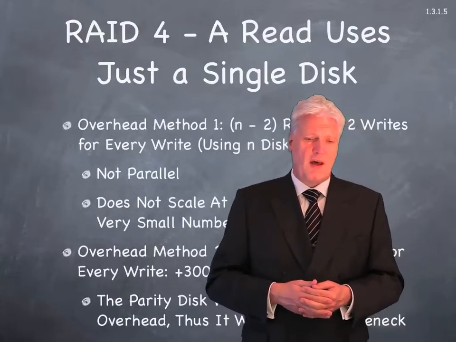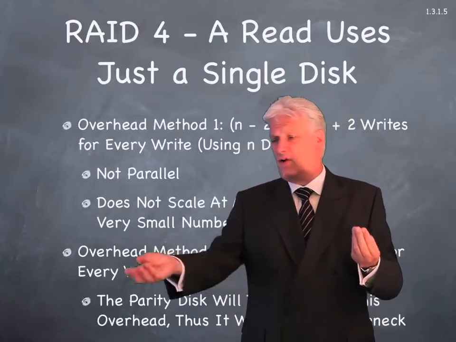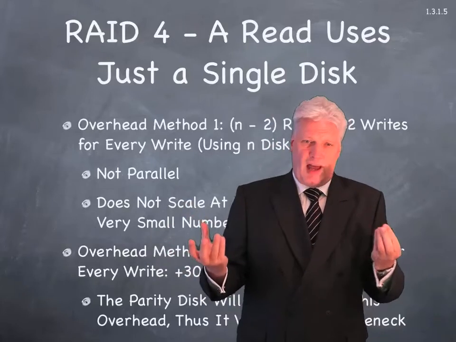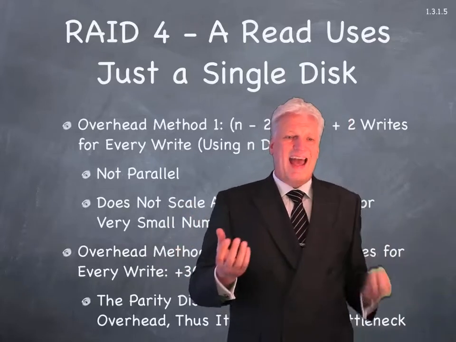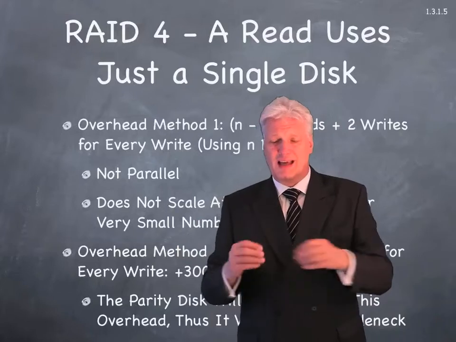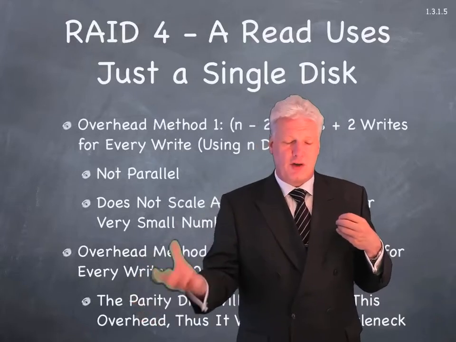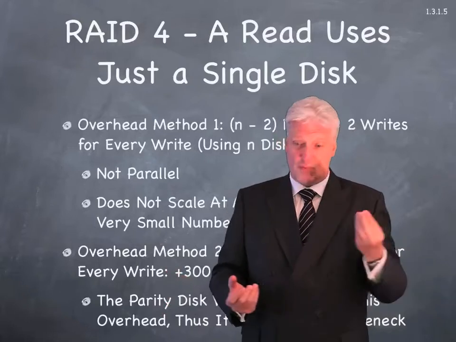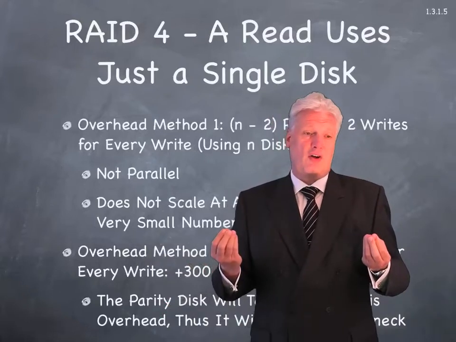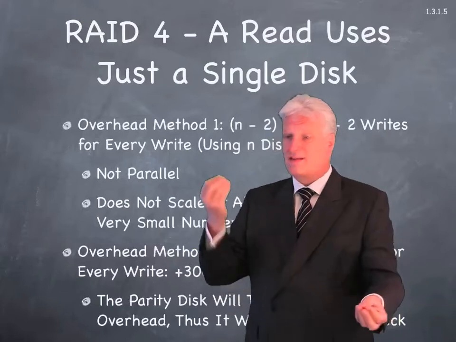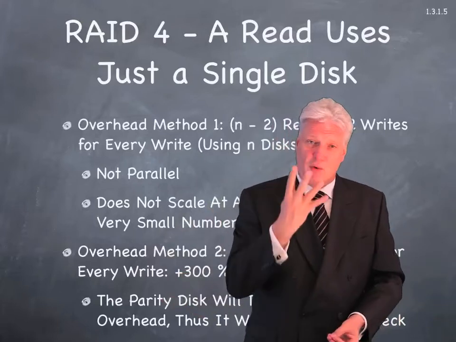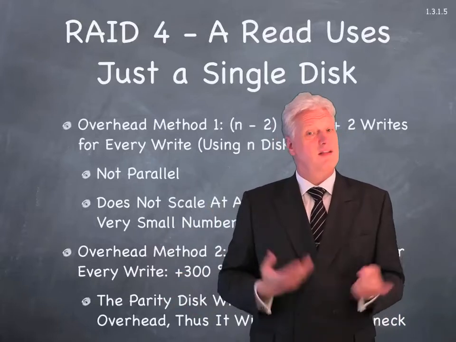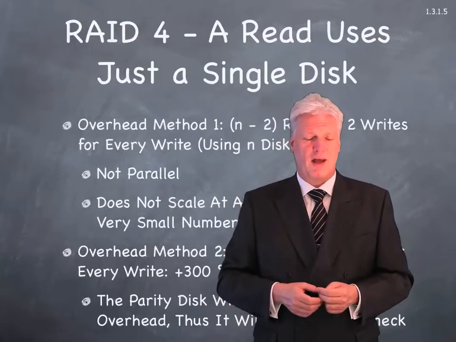The other option is that you could read the old data, read the old parity, subtract, if you like, the old data from the old parity, add the new data to that, and write that new parity that you've just calculated and the new data to the disk. But of course, this also means that you have to read the old data and the old parity, and then write the new data and the new parity. This means you're doing 4 IOs for doing one single write. That's, again, at least a 300% overhead.